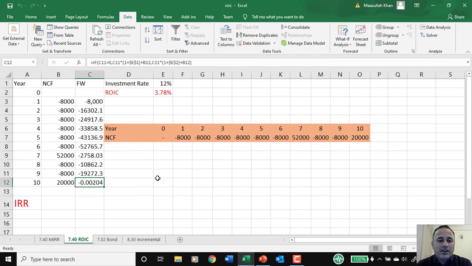As you can see, this FW turns out to be so close to 0, but since it's an optimization tool, it doesn't result in an exact mathematical solution. But as you can see, my solution is 3.78. This is the way you find out the ROIC.